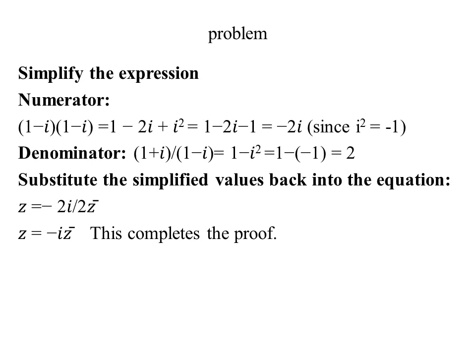2. After simplification, we substitute the simplified values back into the equation. We get z is equal to minus 2i over 2 z bar. Therefore, z is equal to minus i z bar. This completes the proof.